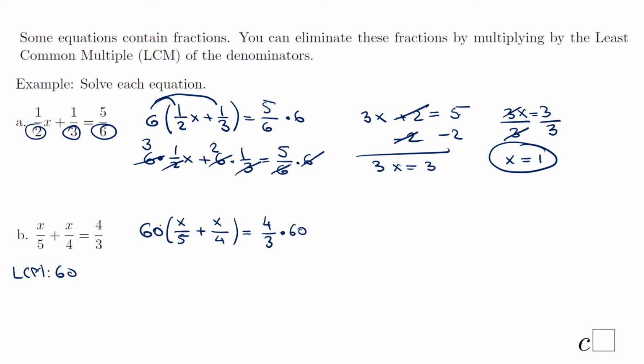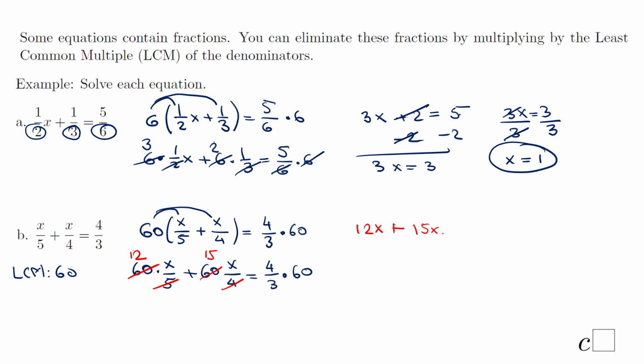And now we're gonna go the same way, easy on these. Copy and do the multiplication, the distributive property. Right, and then we're gonna do the same thing. We're gonna simplify. So 5 goes in 60 12 times, so we have 12 times x, that would be 12x, plus 4 goes in 60 15 times, and you have 15 times x, that will be 15x, and 3 goes in 60 20 times, and we have 4 times 20, that will be 80. 12 plus 15, that will be 27.